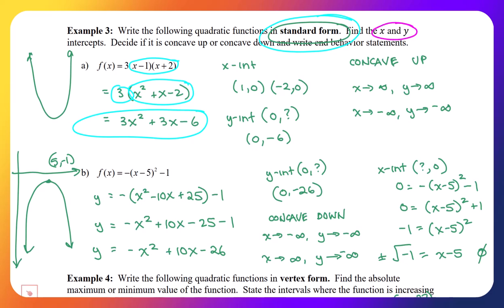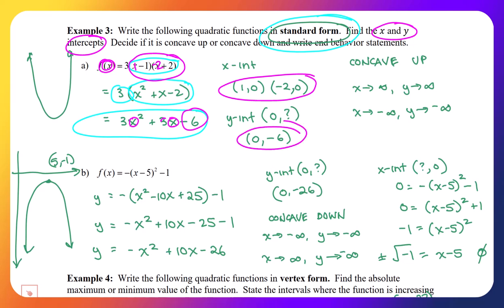To find the x and y intercepts, well, since it was already in factored form, we can see that if x is 1, it makes y 0, or if x is negative 2, it makes y 0. So those are your x-intercepts. The y-intercept is easy to find if I plug in x equals 0 here and here. I just get negative 6.